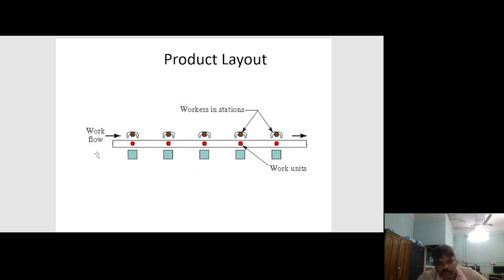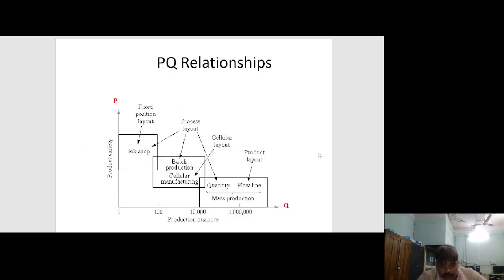This is a product layout. Only one product is made. Workers are in stations, and workflow goes from one location to another. This is the PQ relationship, product variety and product quantity. Fixed position layout has the high variety. Next, batch production has medium variety and medium production, and product layout is the mass production.